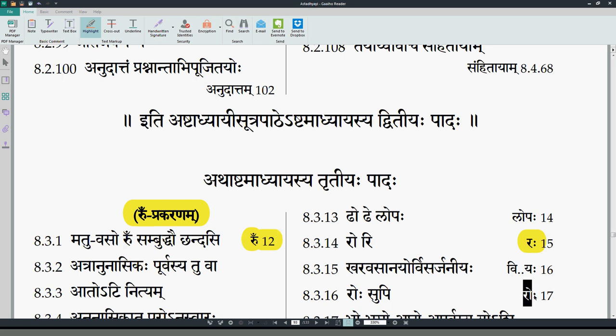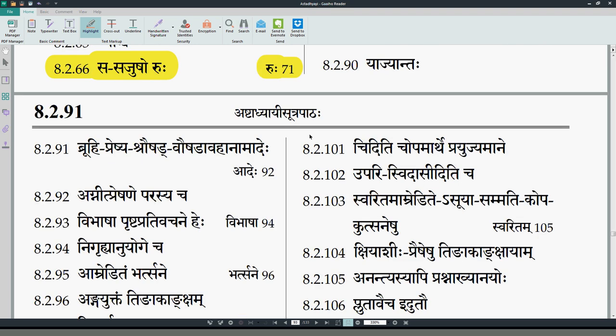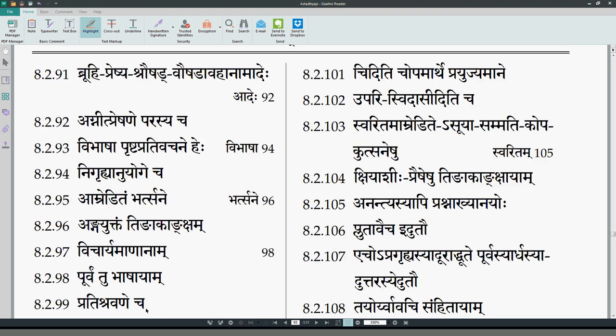Whereas Roho, here you see Roho, this Roho is Shashti Ekvachana of this Ruhu, not of Repha. Is this clear? The differentiation between Ru and Ruhu. I hope this is clear. If any question, just ask me the difference between Ru and Ruhu.